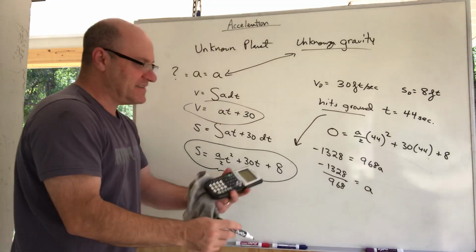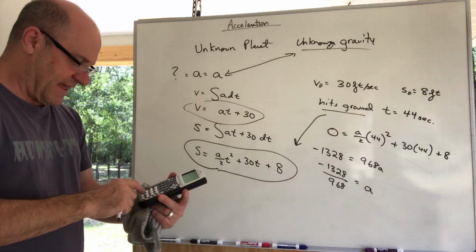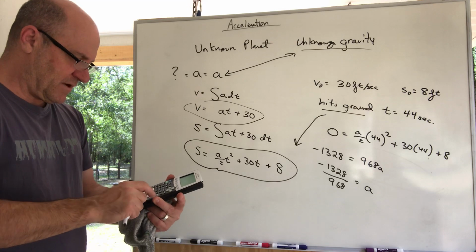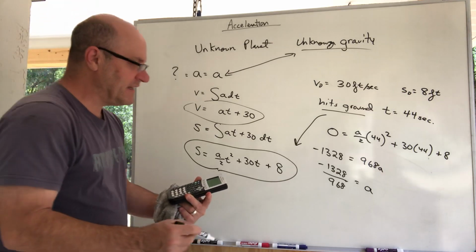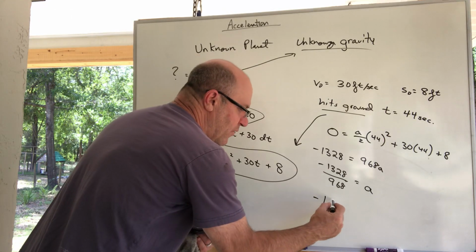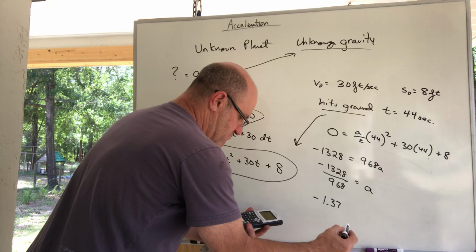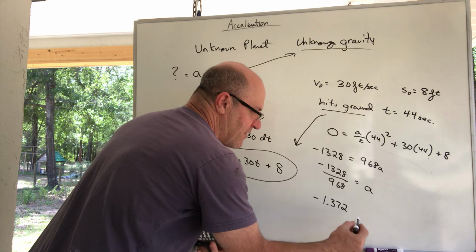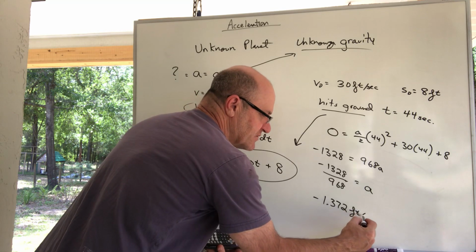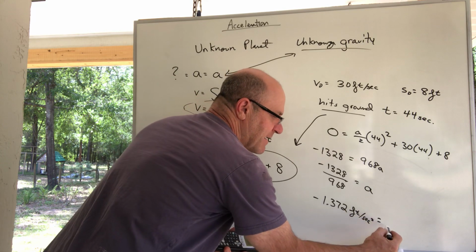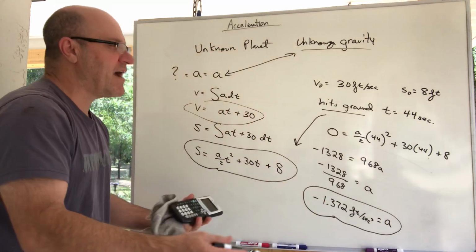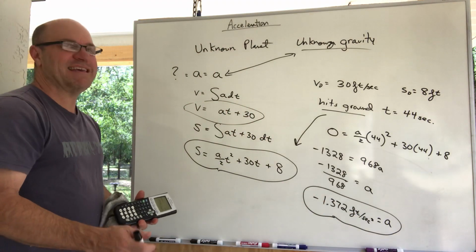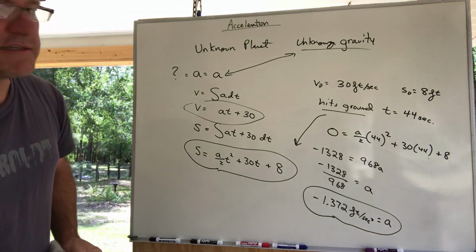That's the gravity. It is kind of weak on this planet. 1328 divided by 968 is a funny little decimal, negative 1.372, if I want to round it, feet per second squared. That's my acceleration due to gravity, or the gravity, however I want to say it. Gravity is an acceleration. That's what it is.